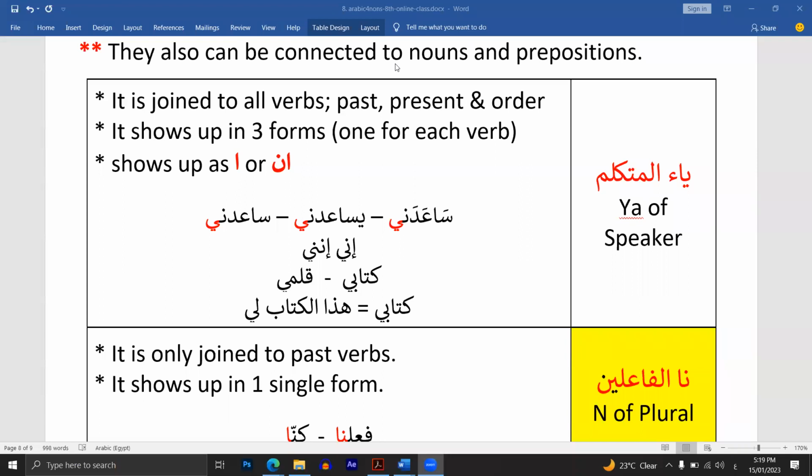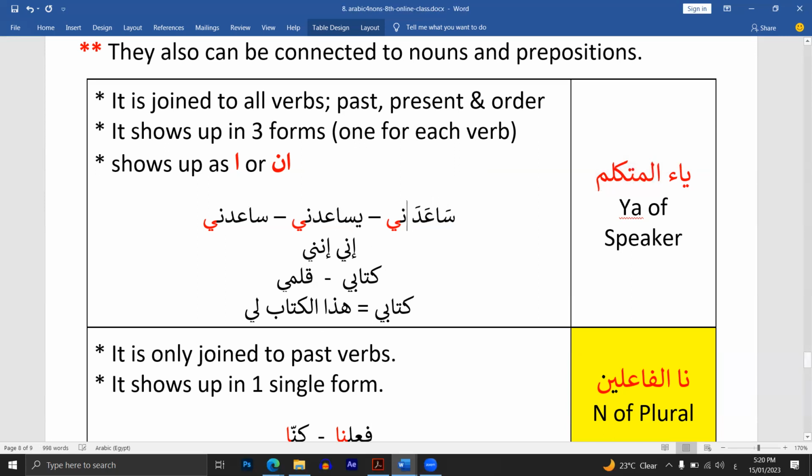May I answer? Okay, please go on. The noun in the word sa'adani, between sa'adani and sa'adni, what is that noun? Yes, it is an extra. Don't worry, later on we'll talk about it. It's an extra to differentiate. Because if I say sa'adi, it's related to pronunciation. It will be hard to pronounce. So in this case, we add this noun. It's only happening with this type of pronoun, ya al-mutakallim.